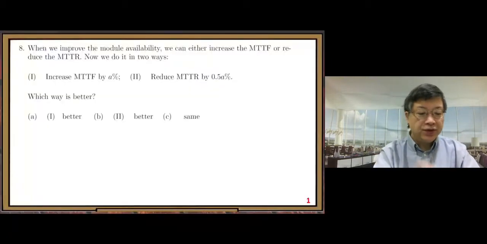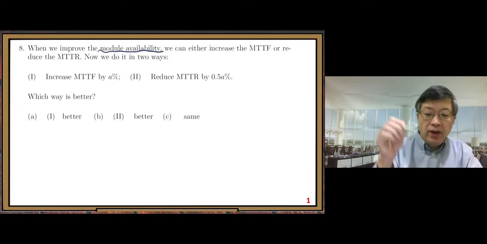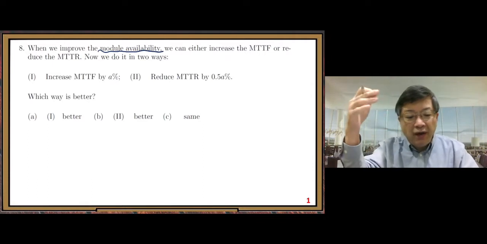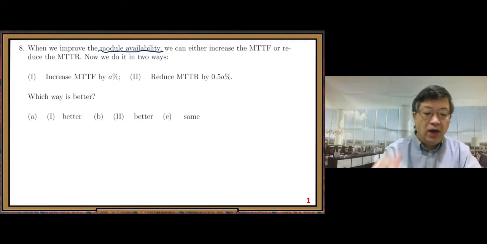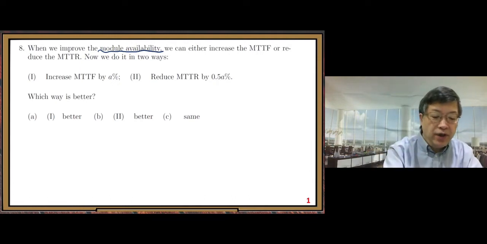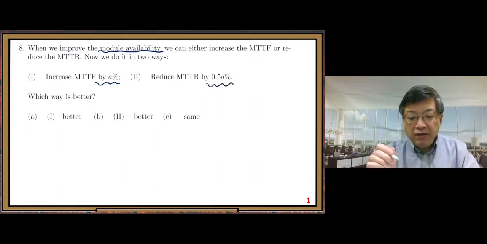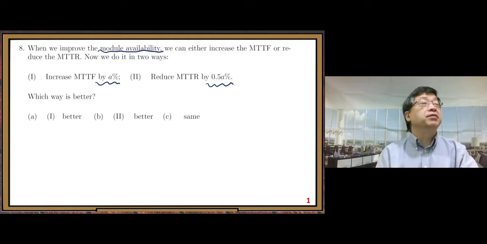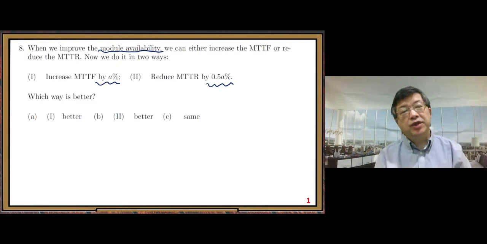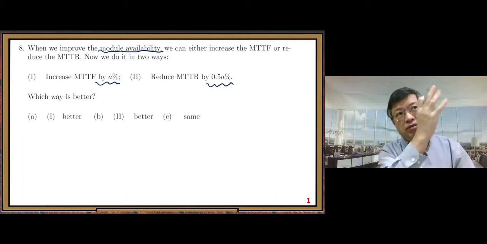So this question: when we improve the module availability, we can either increase the MTTF or reduce the MTTR. Now, we do it in 2 ways. First, increase MTTF by 8%. Second, reduce MTTR by 0.58%. So which way is better? A, B, C.